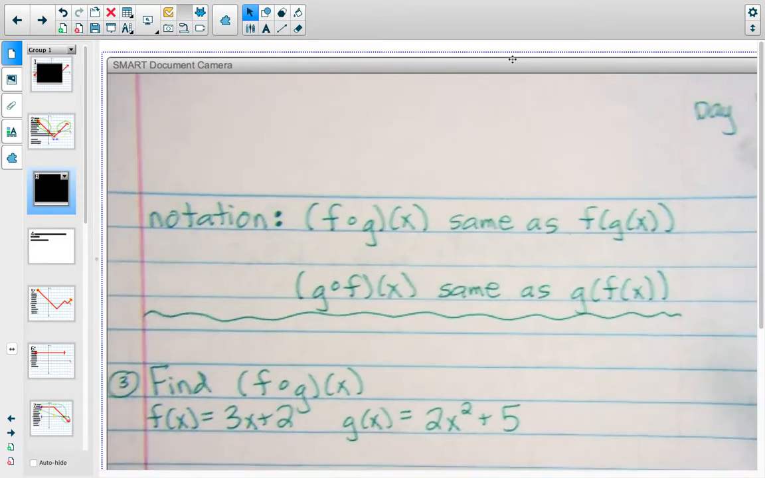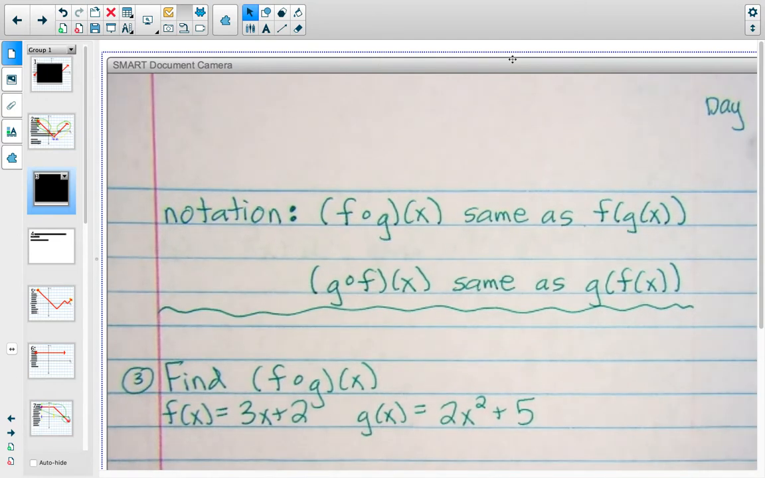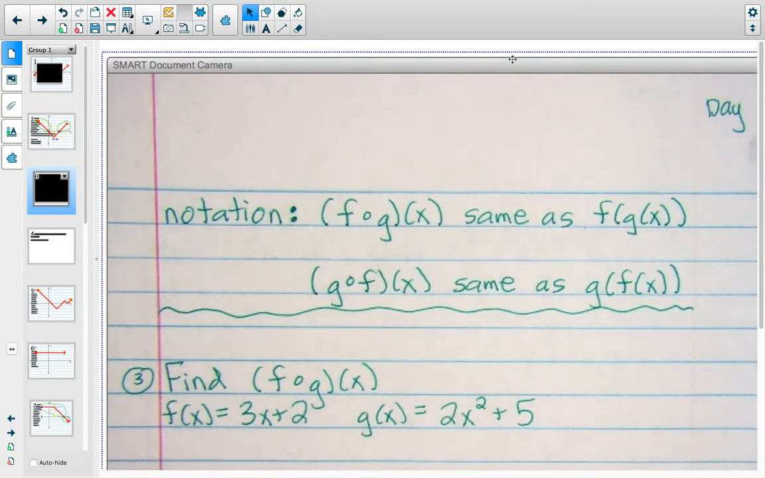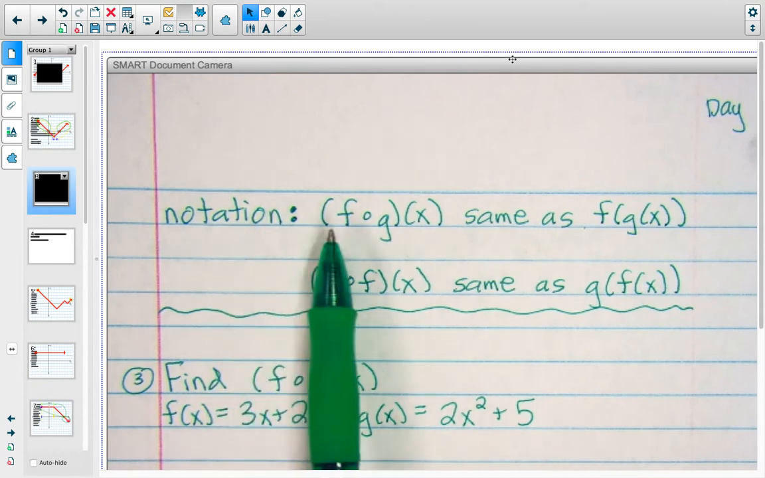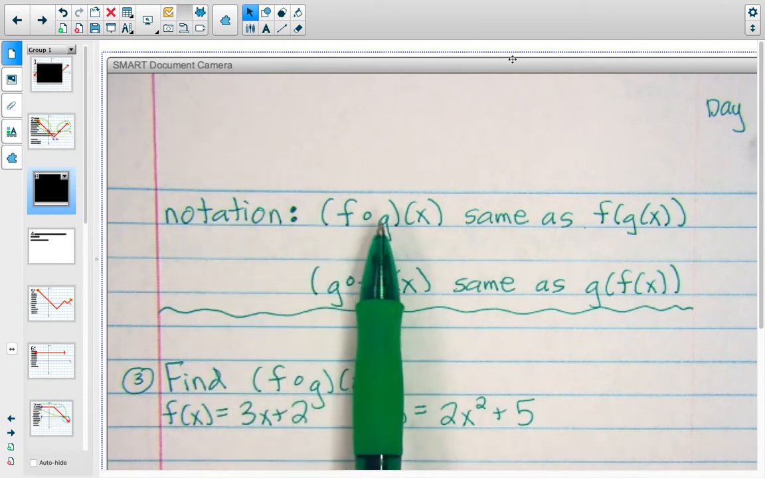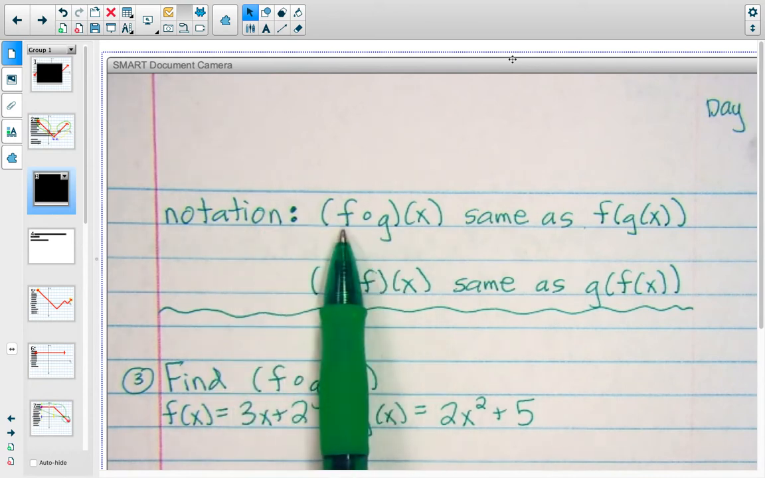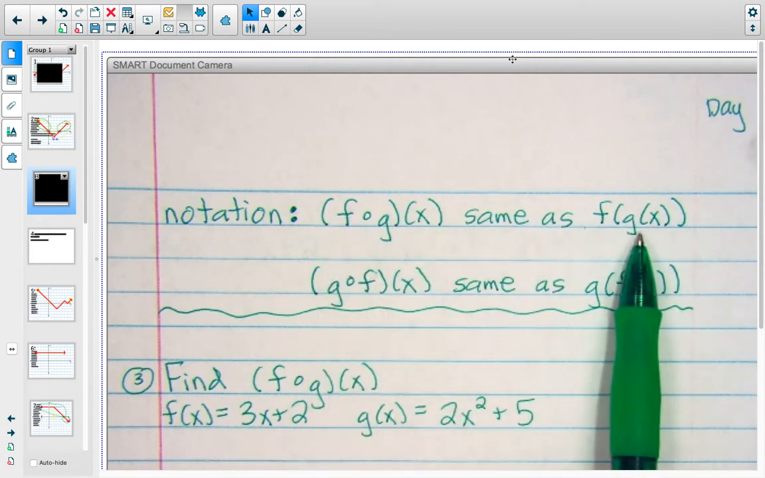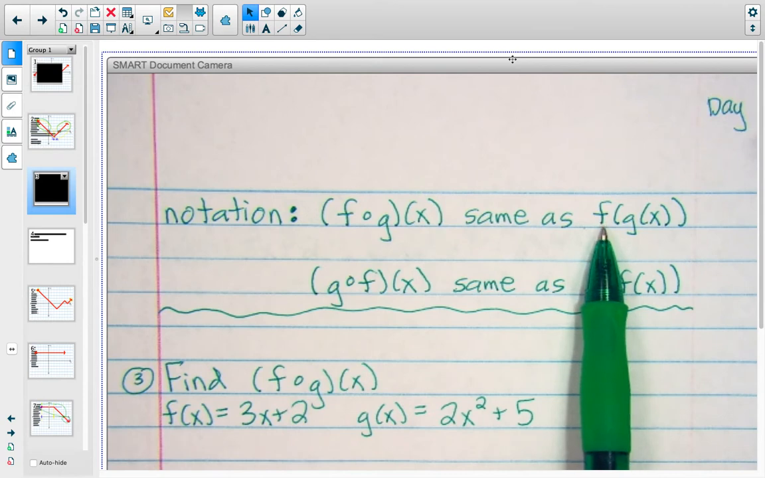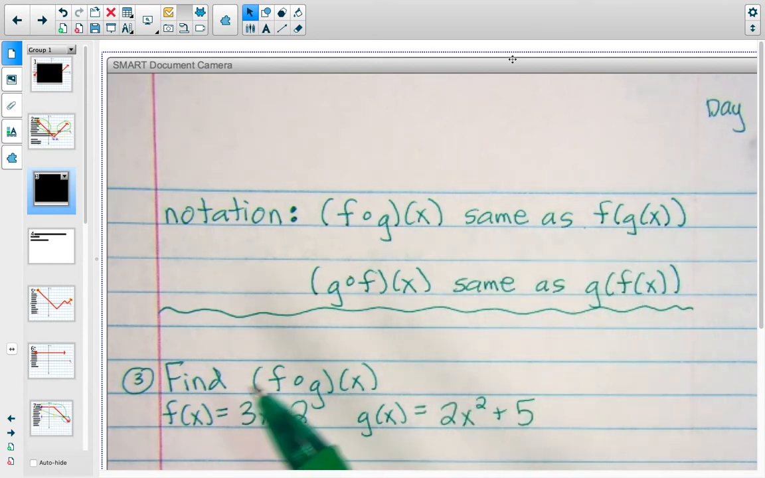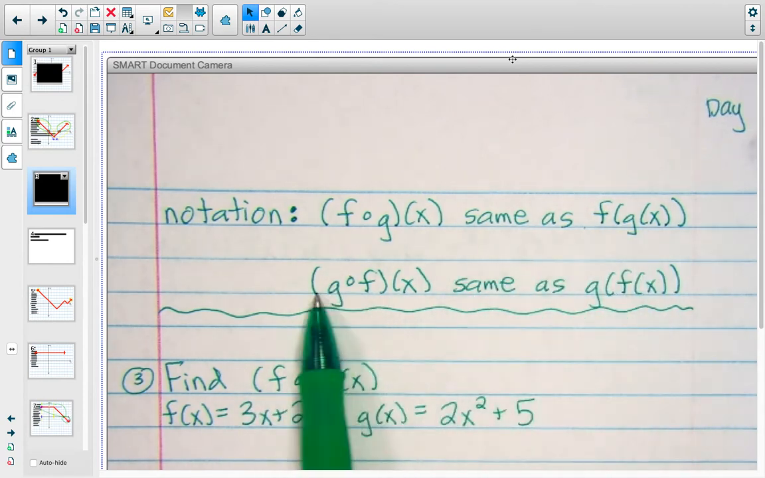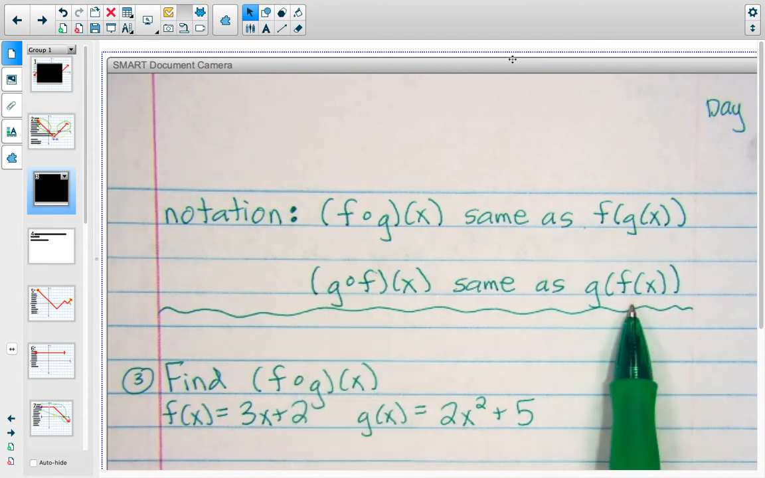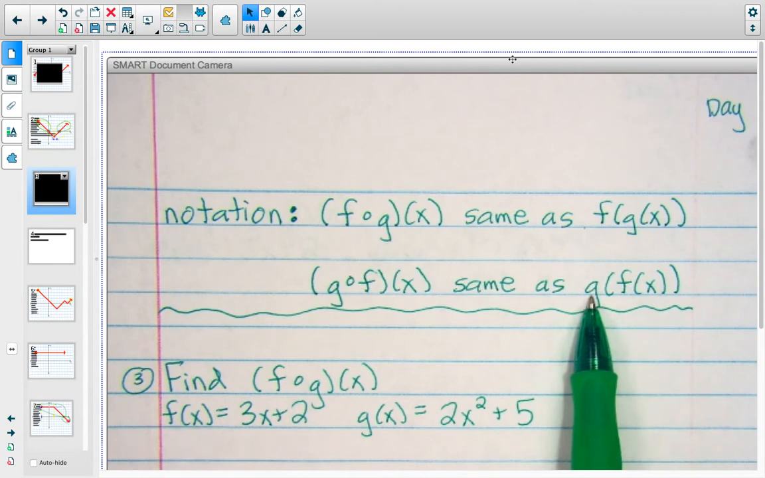So 2 different symbols that mean the same thing. So just depending on what the problem looks like, you may see it written different ways. You may see it written like this. So this means take G and substitute it into F, which is the exact same thing that this means. Take G and substitute it into F. So kind of think of it working backwards or working inside out. So if I'm working backwards here, take F and substitute it into G. Working inside out, take F and substitute it into G.